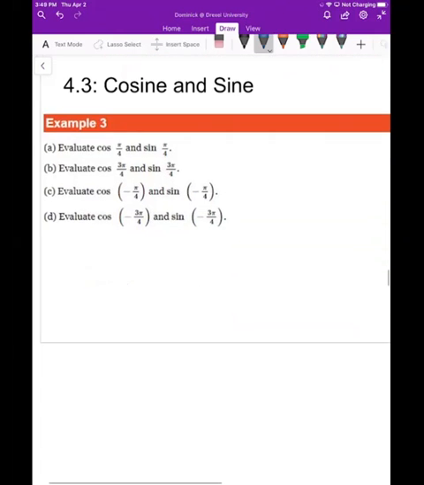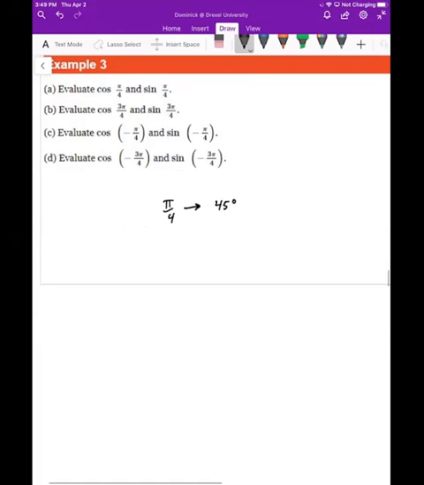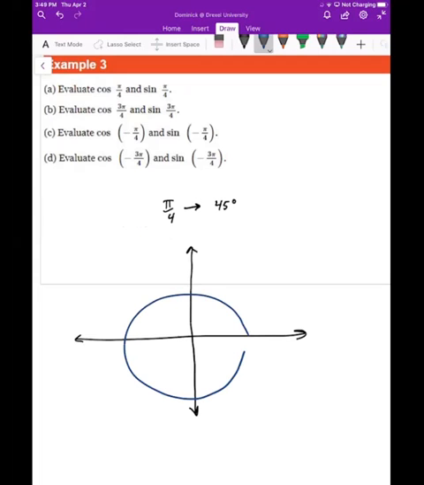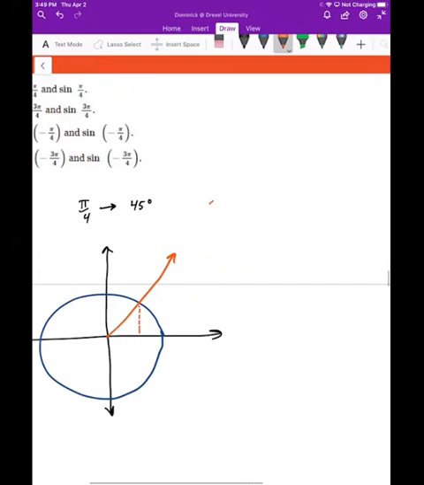Okay, so let's do a couple more examples. If we want to look at pi over 4, if you convert this to degrees, you'll find that this is 45 degrees. And here's where we can start to talk about our triangles, because now we're not on any of the axes. If we look at 45 degrees, let me draw the unit circle. 45 degrees is going to be right here. And when we drop our perpendicular down, let me draw the triangle out here.